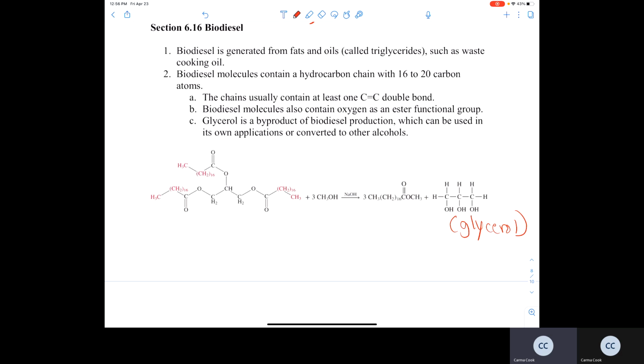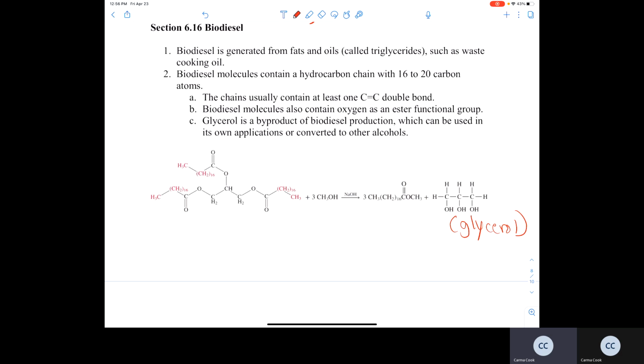This is a Chapter 6 pre-class lecture on biodiesel. So we did our biodiesel lab this week, and we saw that biodiesel can be made from fats and oils, which are called triglycerides. Waste cooking oil is an excellent source of oil to be used. Therefore, this wasted cooking oil is not taken to a landfill, but is used to produce a fuel.